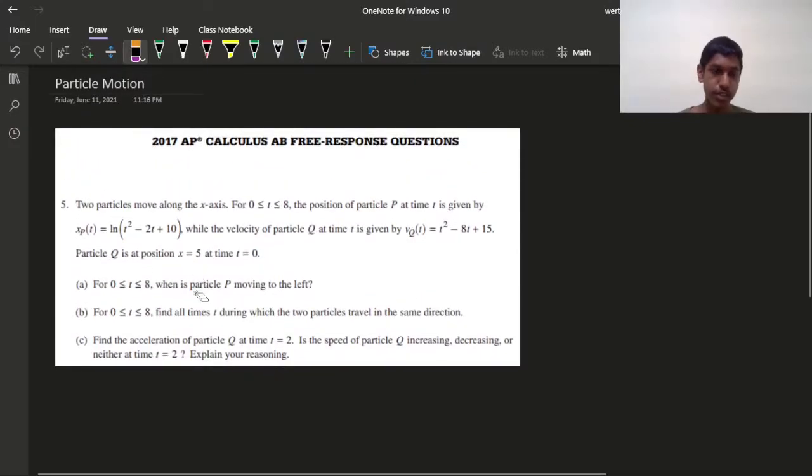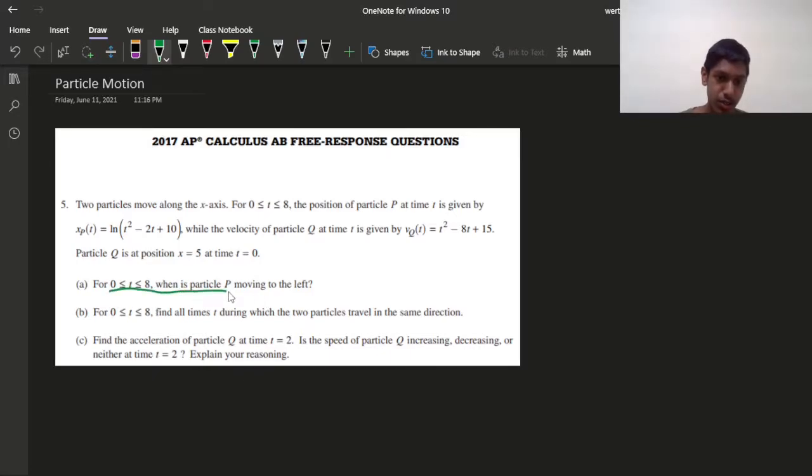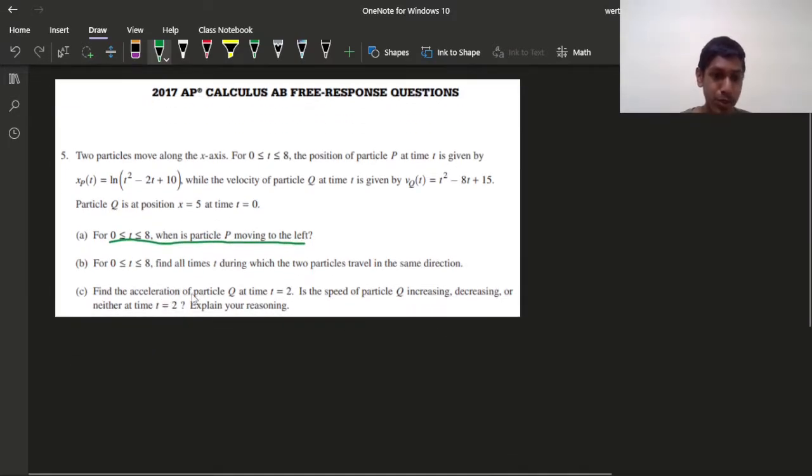Hello, welcome to our fifth video on differentiation, and today we're going to be covering particle motion. So, right now we're going to find out when particle P is moving to the left. And for the AP Calculus AB exam, things move to the left when their velocity is negative.